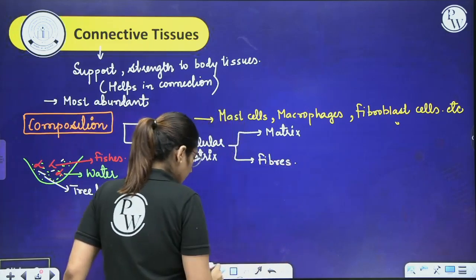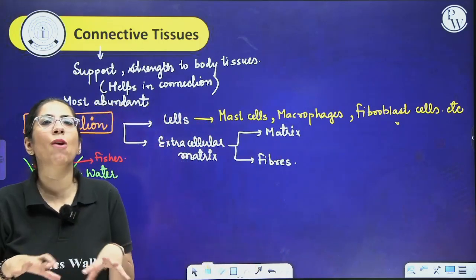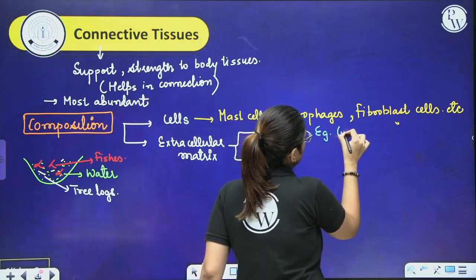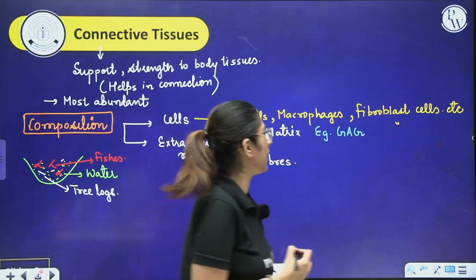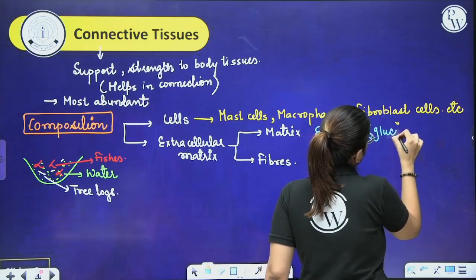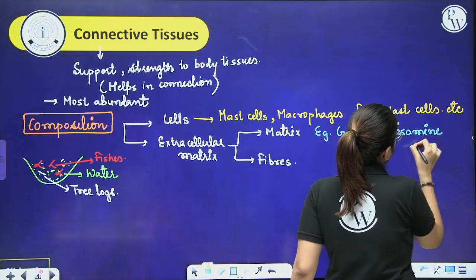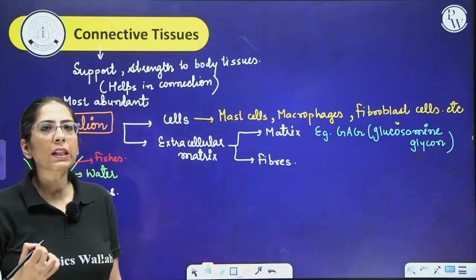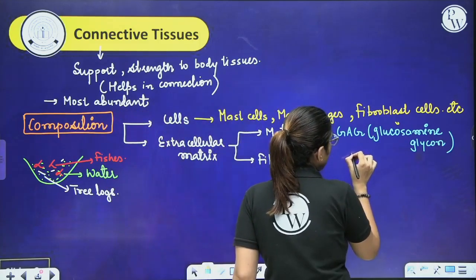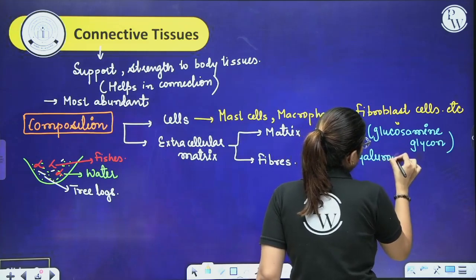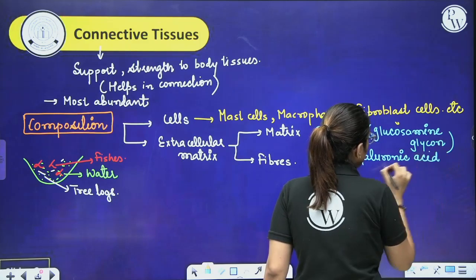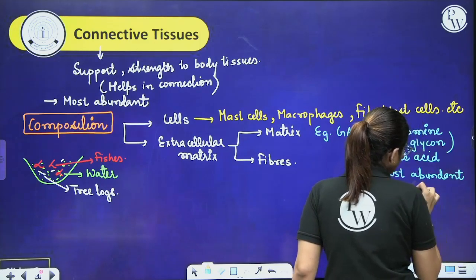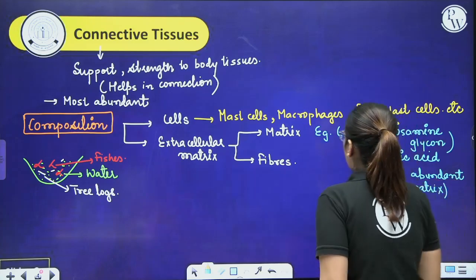Now, let's talk about each of these one by one. Matrix means it's the ground substance which is present. And ground substance is GAG, glycosaminoglycan, a mucopolysaccharide. And the most abundant matrix which is present in the animal world is hyaluronic acid. This is the most abundant matrix. Right? So, matrix is done.